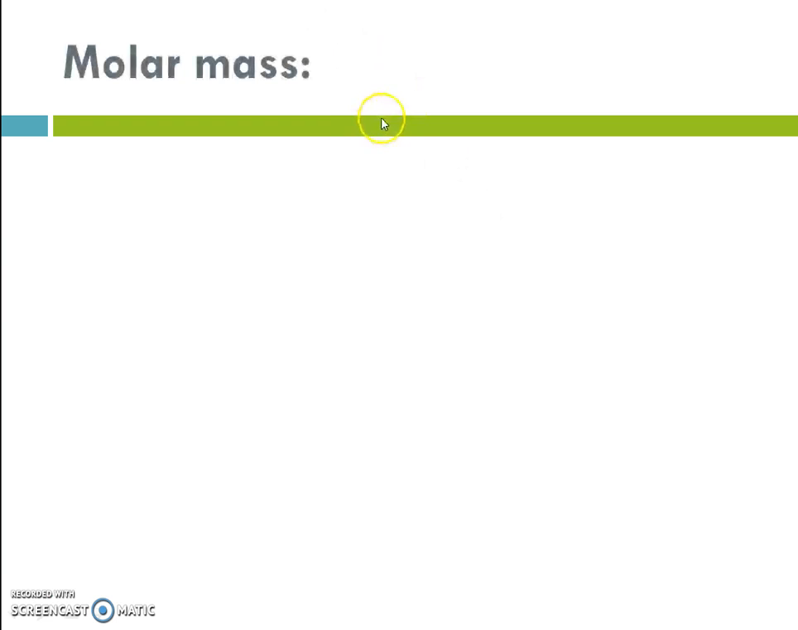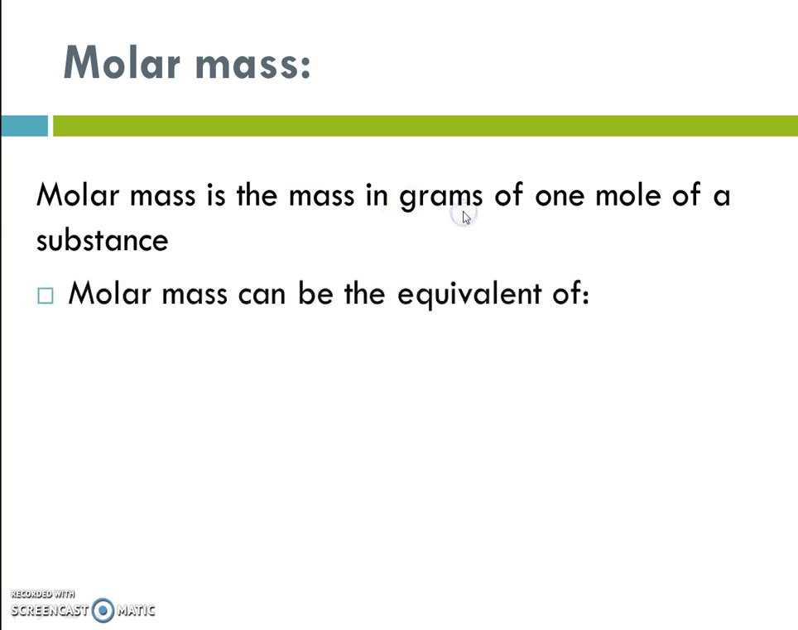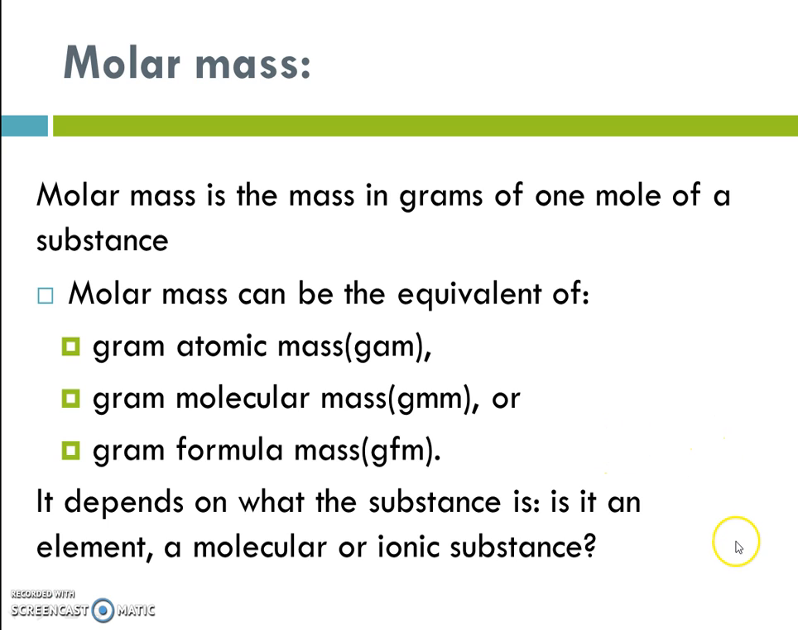So, first, let's remember what molar mass is. Molar mass is the umbrella term that we use to describe the mass in grams of 1 mole of a substance. And the molar mass can be the equivalent of gram atomic mass if we're talking about elements, gram molecular mass for molecular compounds, and gram formula mass if we're talking about ionic compounds. So depending on what your substance is that you're calculating, we have different names for it. Is it an element, a molecule, or an ionic substance? But the easiest thing is to just refer to it, as I did up here, as molar mass.